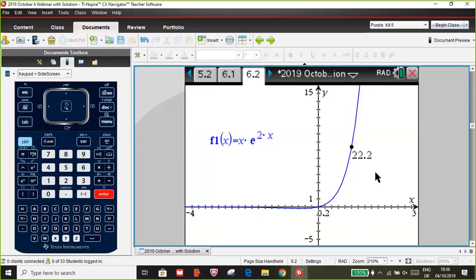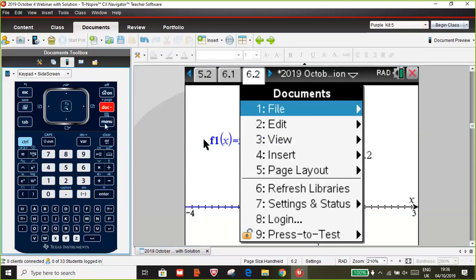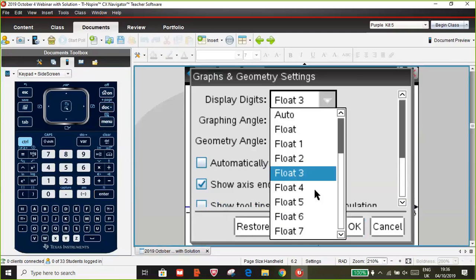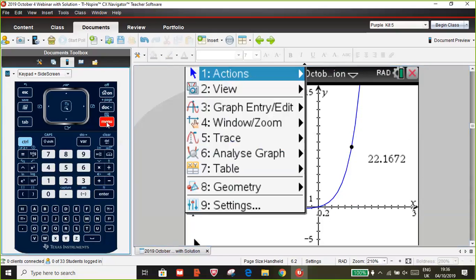Can I see more decimals? I can by going to the settings. Change my float display to probably 6. Okay, yeah, so this is what I tell my students to do. If you want to see more, do that. Now I want to get a tangent line. So I need to draw a tangent. So drawing means geometry.